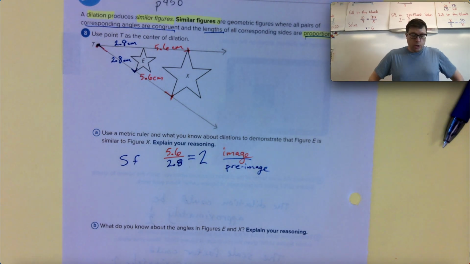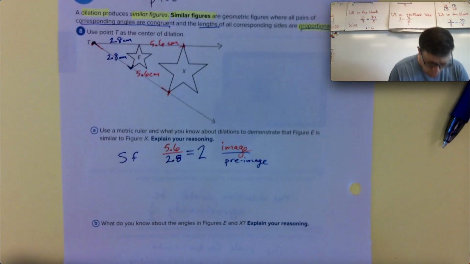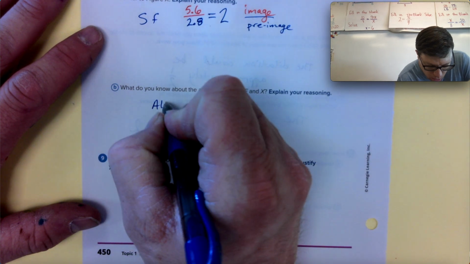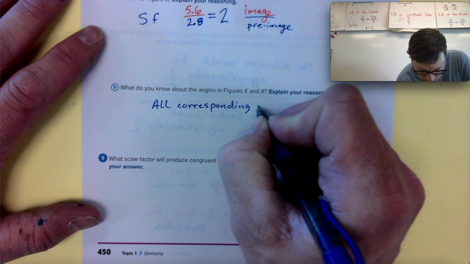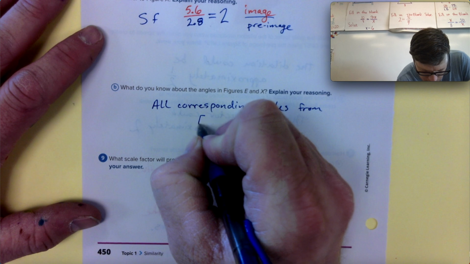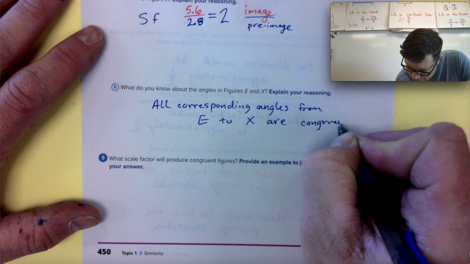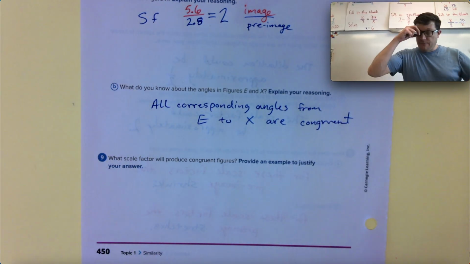Use a metric ruler and what you know about dilations to demonstrate that figure E is similar to figure X. Figure E is half the size of figure X. It has a scale factor of 2. Now, what do you know about the angles in figures E and X? All corresponding angles from E to X are congruent. And let's see here. I guess question 8 wraps up itself. That is it for question 8.